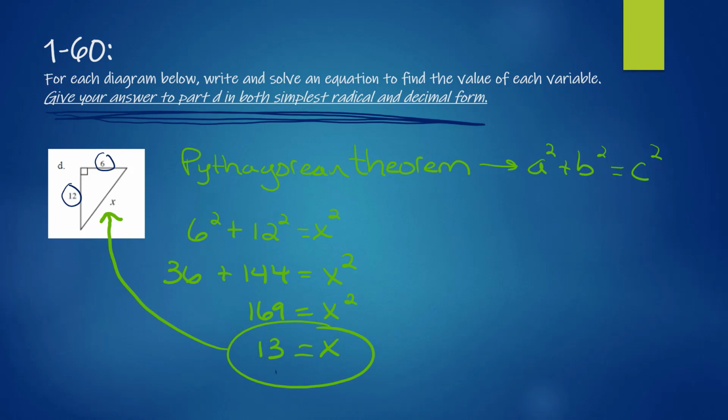Except, I guess you could have written 13.0 if you technically wanted to have a decimal in there. But basically it's just a squared plus b squared equals c squared. You plug those into the equation and you solve down to 169 equals x squared. Then you take the square root of that, which is 13. That's really all there is to 1-60. Moving on.